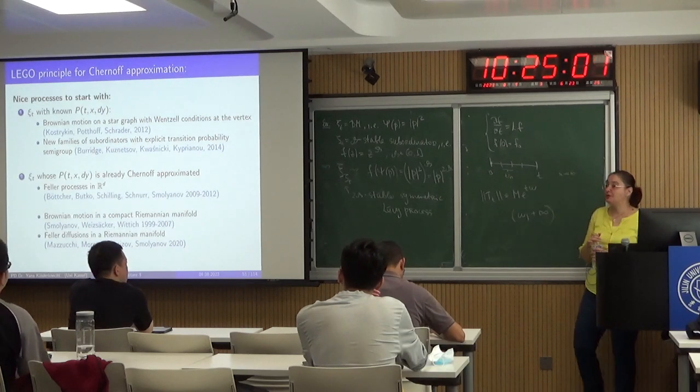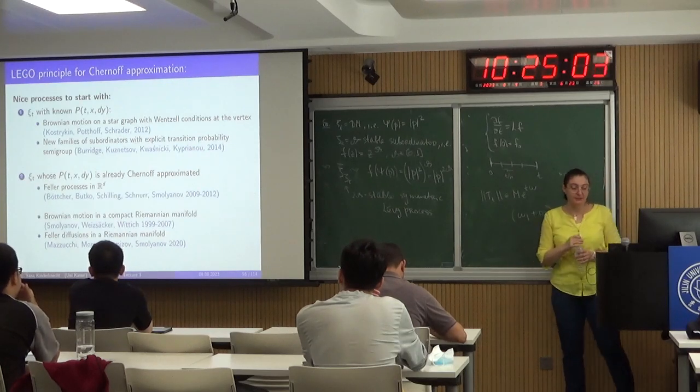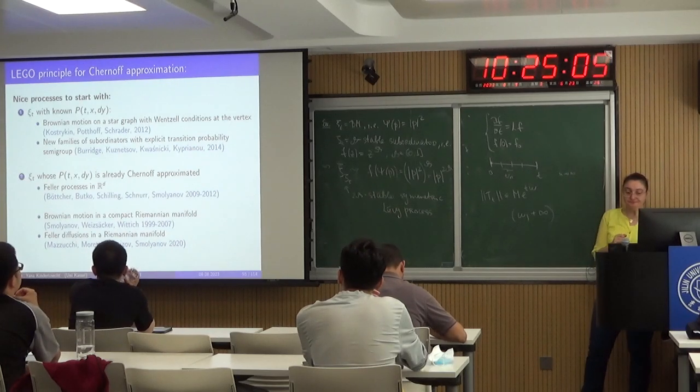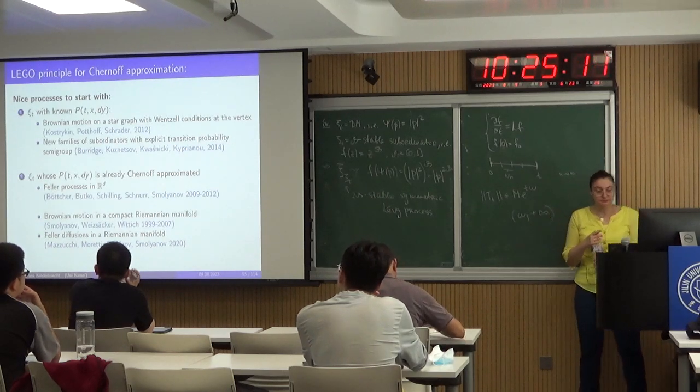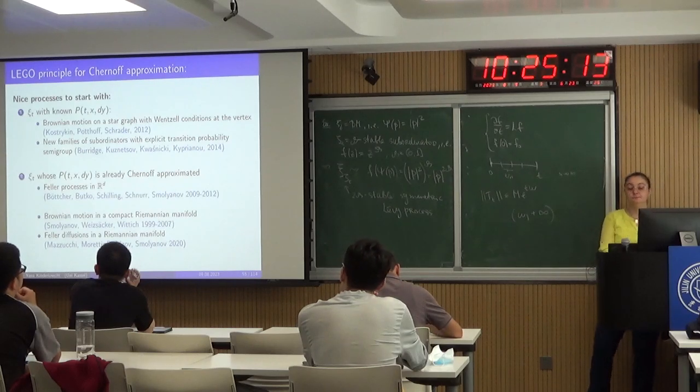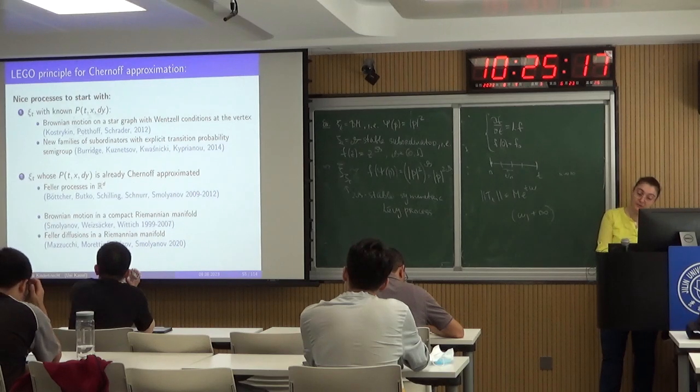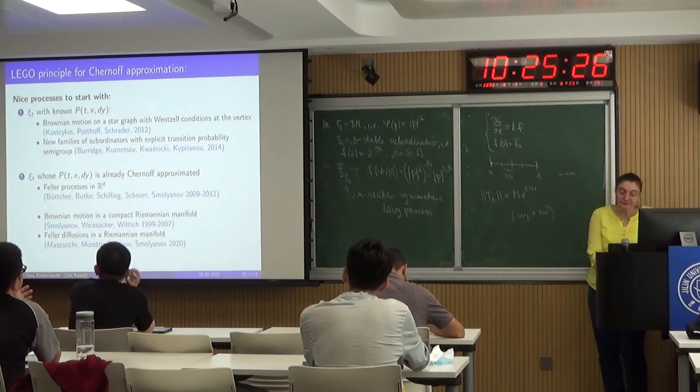So we can start from some simple processes or simple operators, which are, for example, the processes with known semigroups, or processes with known transition kernel. There are some of them, and even some new processes pop up, so new formulas for kernels pop up.